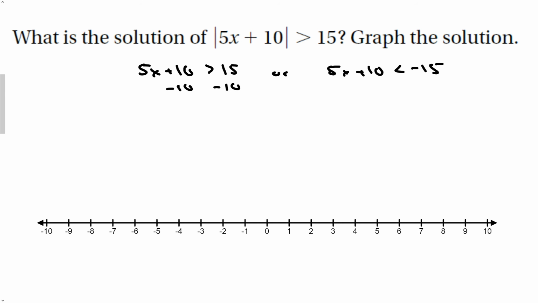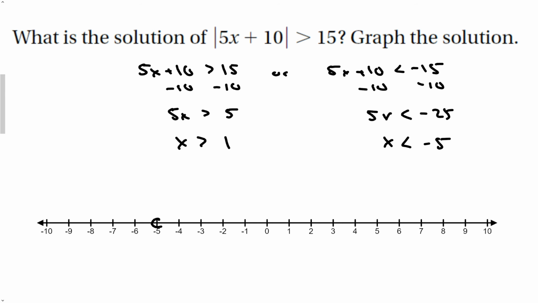Subtract the 10, and we get 5x is greater than 5. So x is greater than 1. And subtract 10. 5x is less than -25. So x is less than -5. Circle there. Circle there. To the left. Or to the right and to the left.